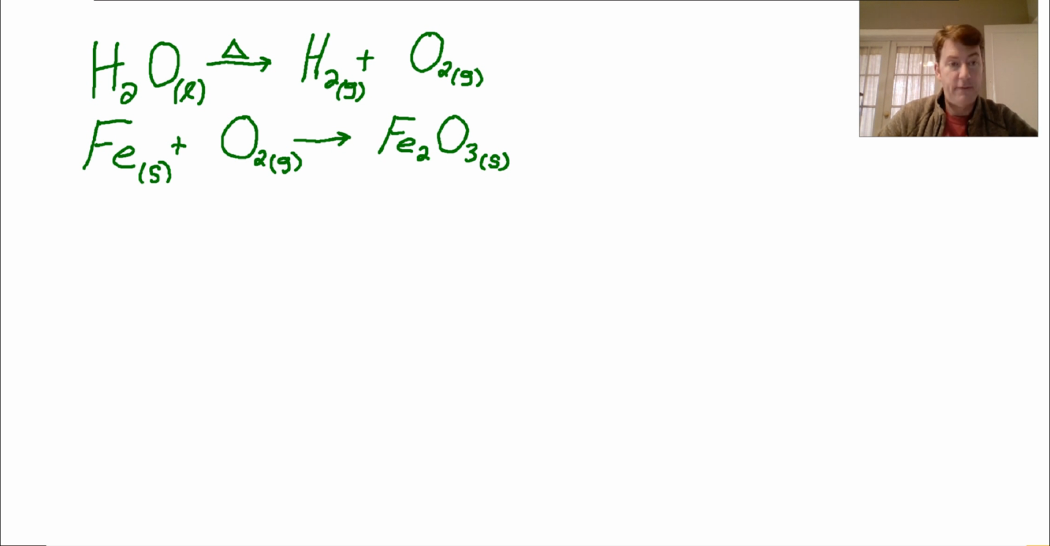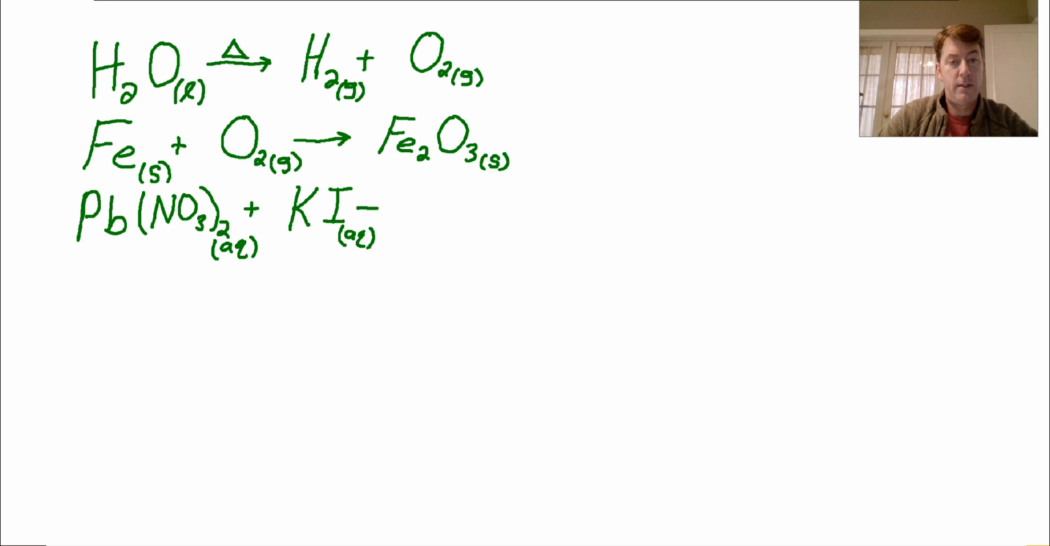Another one we saw in the video was the lead 2 nitrate. So lead 2 has a +2 charge, nitrate is a -1. So we know the correct formula should be like this. This was dissolved in water, so we would say it's aqueous. Now we had another solution of potassium iodide, and that was also dissolved in water. Potassium's a +1, iodine's a -1. And we combine those two.